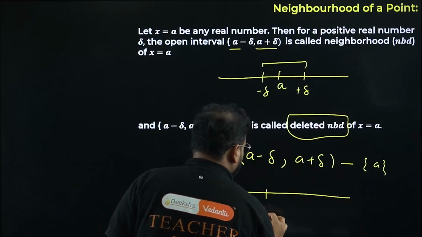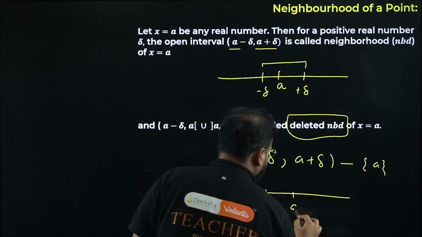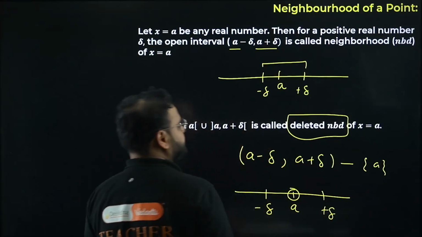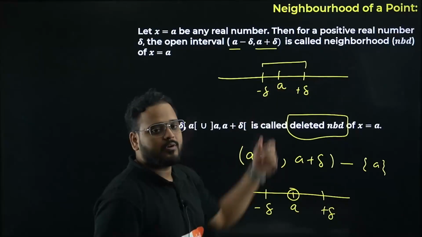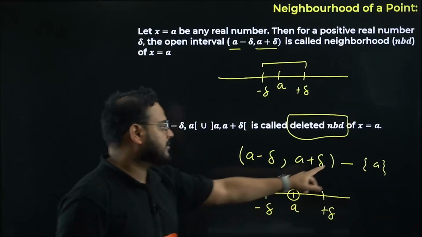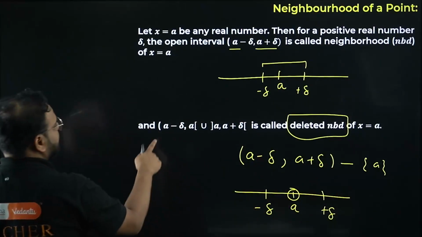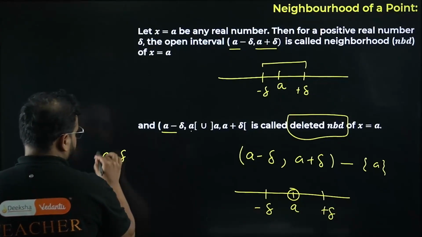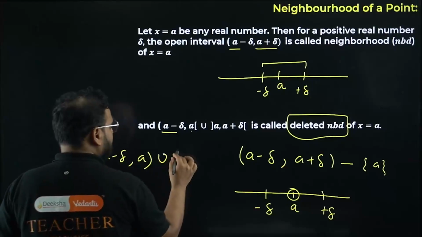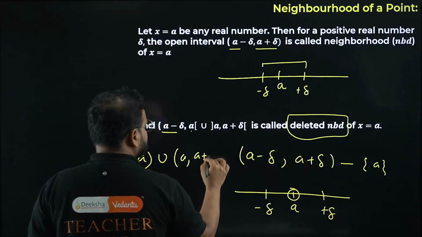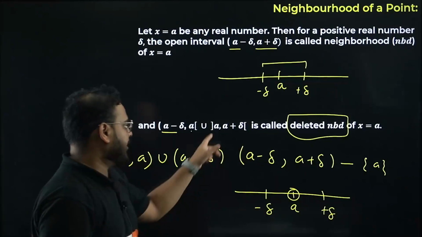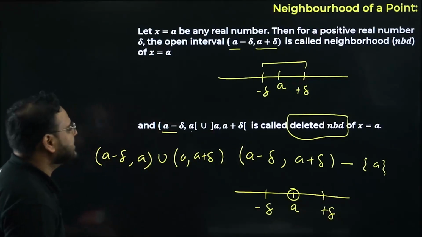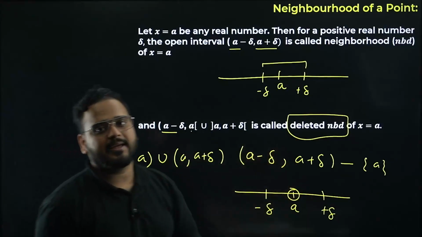This is your minus delta, right? This is your a, this is your plus delta, right? Just keep this as open. Here it is closed, nothing is there, no? Open. Okay, so remove a from here. How do you write this? Simply write like this: a minus delta to a open, union a open to a plus delta. A open to, can you see this is an open bracket, right? A open to a plus delta will be called the deleted neighborhood of the point a. I hope this is clear.